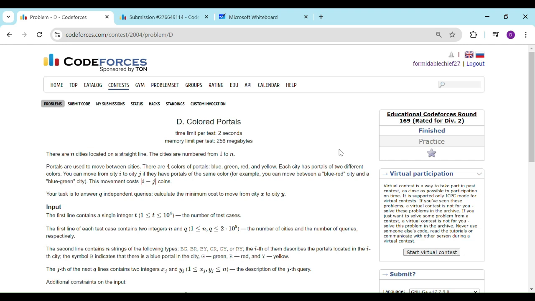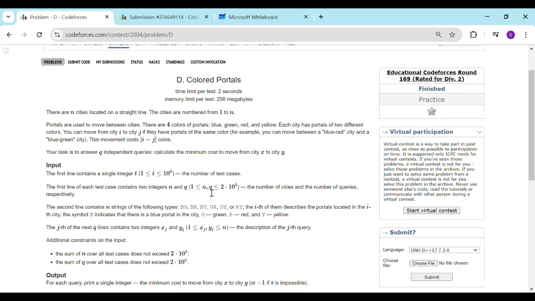Hello everyone. Today we will be solving Educational Round 169 D, Colored Portals, where you are given n cities and each city has a portal. There are a total of 4 colors of portals: blue, green, red and yellow. You can move from city I to J if you have portals of the same color. Like, let's say in one city you have blue green and in another city you have green red, so green green is matching. Then therefore you can move from BG to GR.